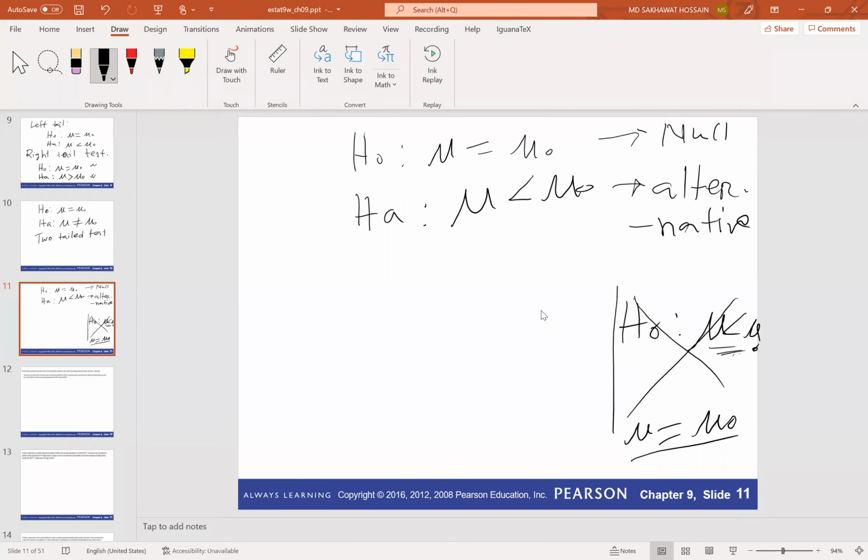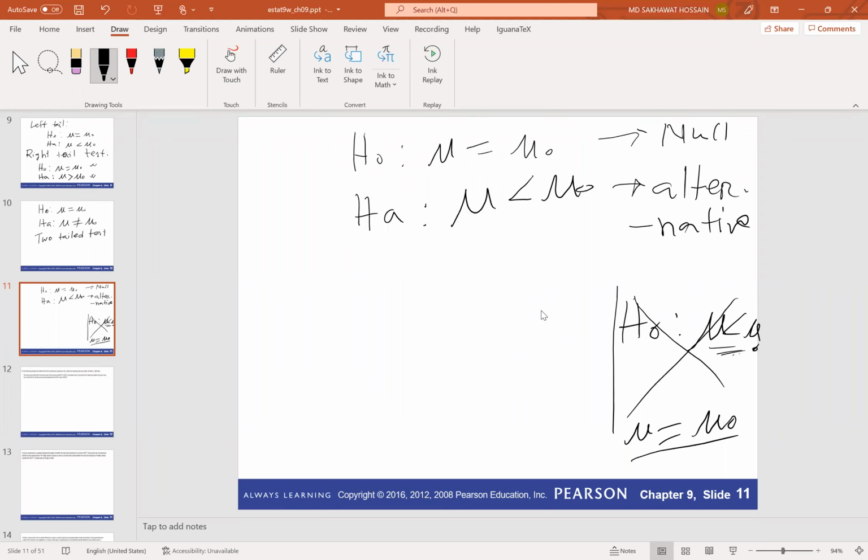First, you need to determine these two hypotheses. Then you will collect the data. After collecting the data, you will be provided the data, so you have to use the data and calculate the test statistics.